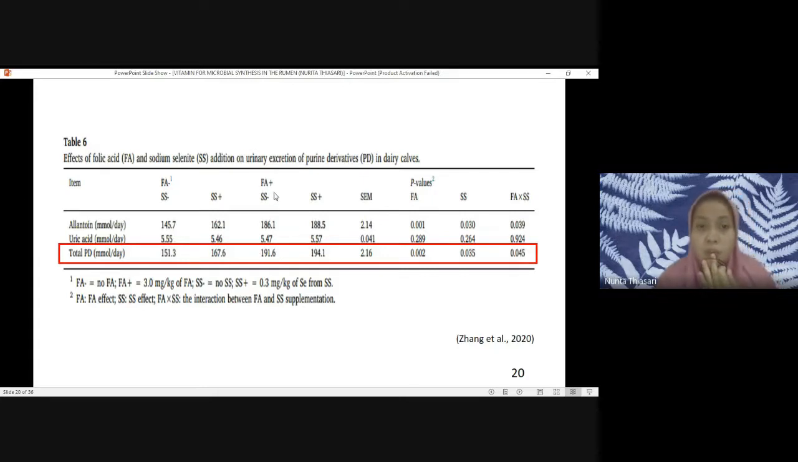And then we move to this part. With the addition of folic acid, first without the addition of sodium selenite, it becomes 191, and after the addition of sodium selenite it becomes 194. Even though it's not a big difference, with the addition of sodium selenite, it increases the total purine derivative a bit.